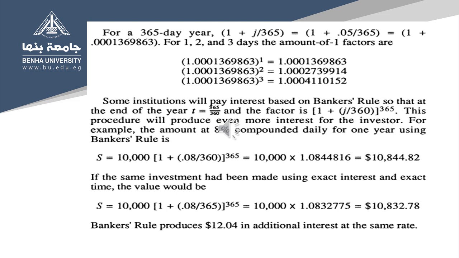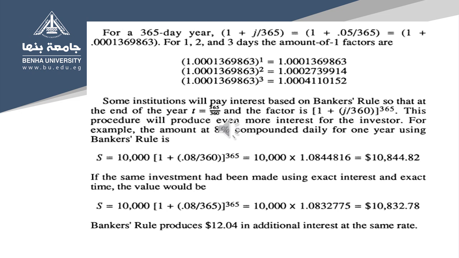For example, the amount at 8% compounded daily for 1 year using banker's rule is S equal 10,000 multiplied by 1 plus 8% over 360 to the power 365. So that's the amount $10,844.82.